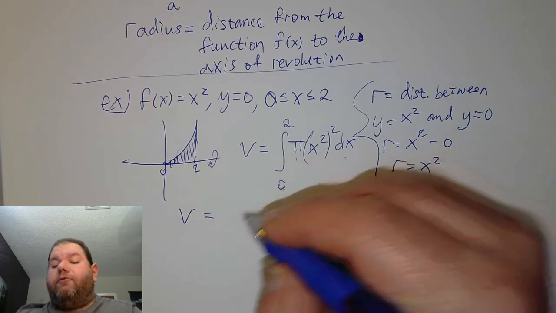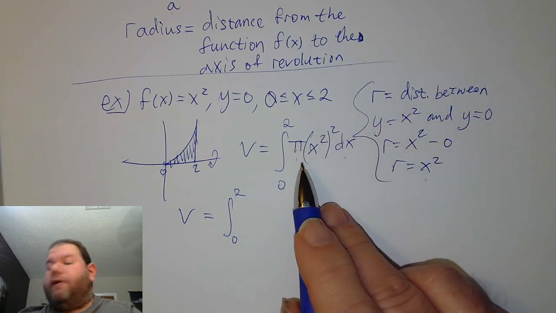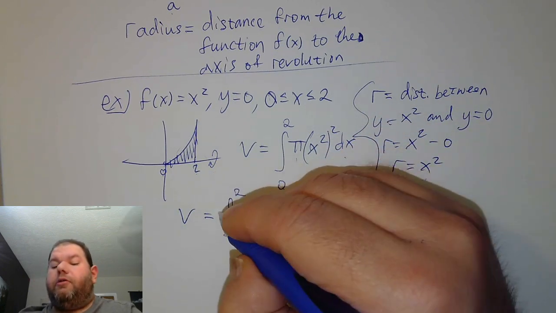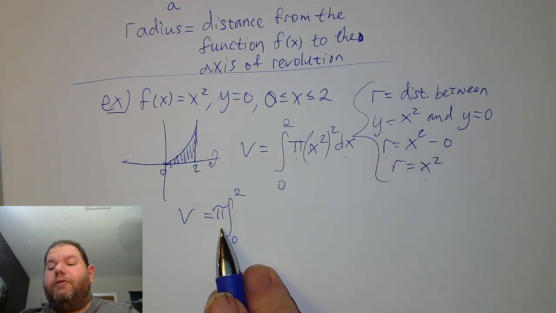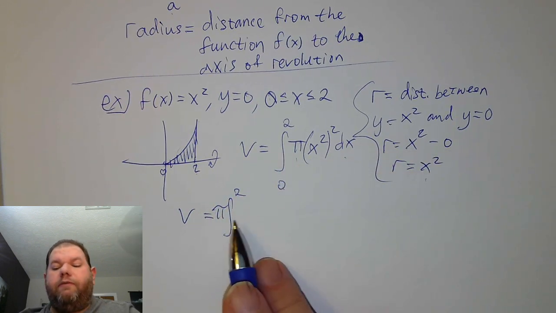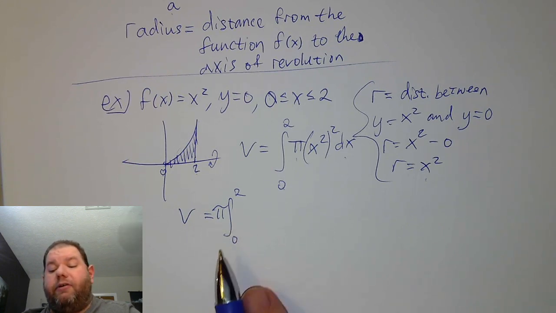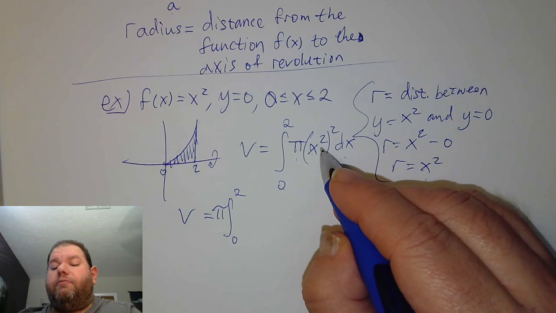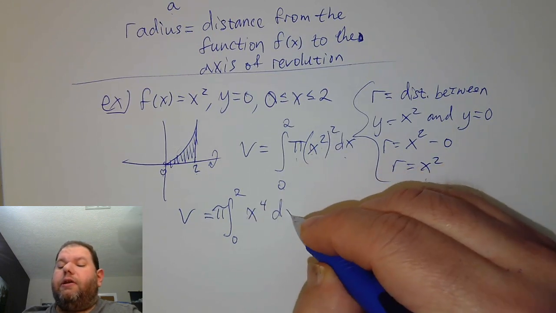So that means that volume will be integral 0 to 2. Now, we have the pi value here. Probably it's going to be easier to work with if we factor that outside the integral. Pi is a constant, so we can freely move constants in and out of the integral as necessary. X squared squared will be x to the 4 dx.